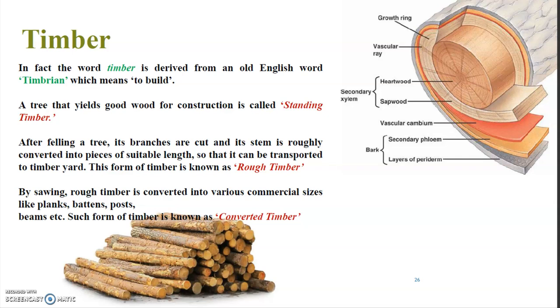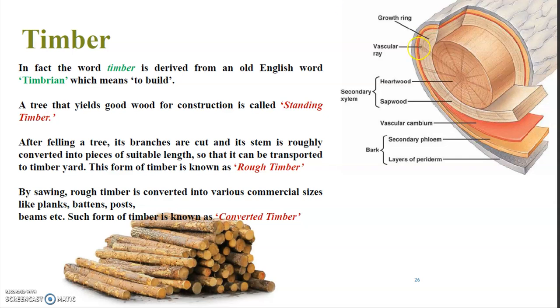This form of timber is known as rough timber. By sawing, rough timber is converted into various commercial sizes like planks, battens, posts, beams, etc. Such a form of timber is known as converted timber. So, timber is a processed wood. So, what process is happening? That is called seasoning and other post-seasoning processes.